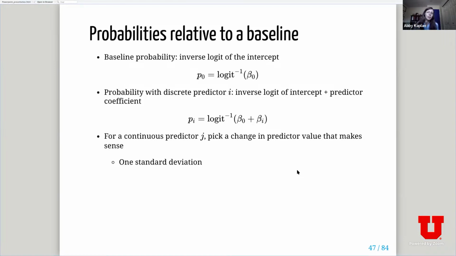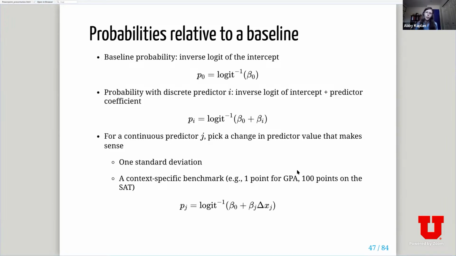Or you might pick something that's meaningful in context, right? So for prior GPA, we might say, well, let's look at the effect of a 1 point difference in your prior GPA. That makes sense for GPA. If you have, say, SAT scores, 1 point would not make a lot of sense, but 100 points might make sense in context. So once you've chosen a sensible delta for your continuous predictor, you take that delta, multiply it by the coefficient for that predictor, add that to the intercept, take the inverse logit, there's your probability.